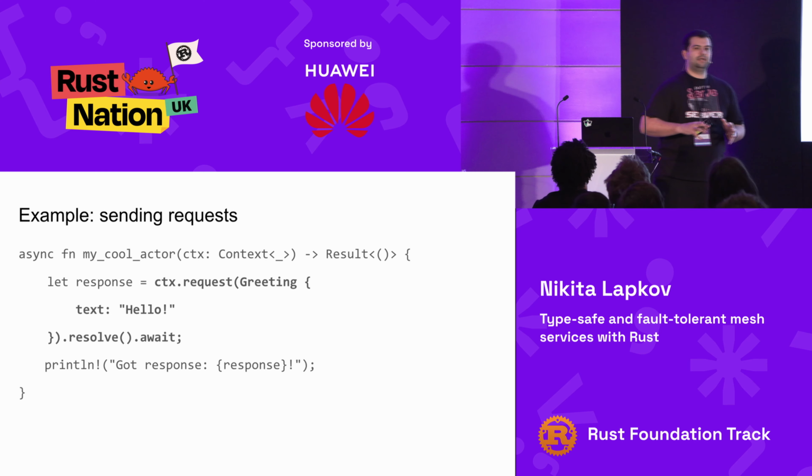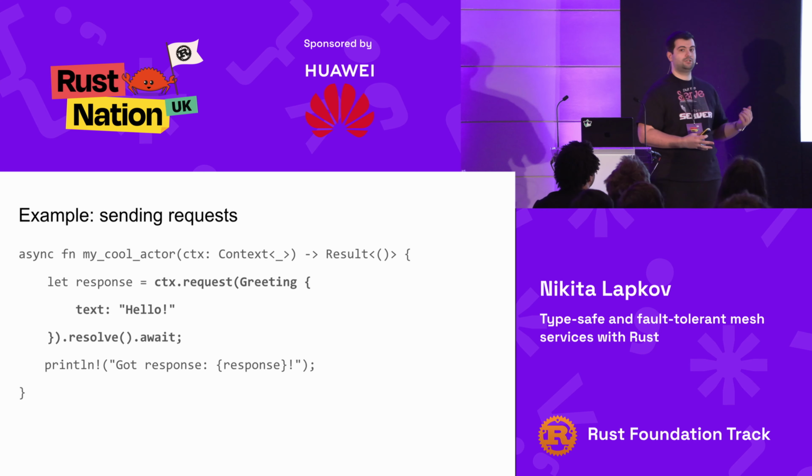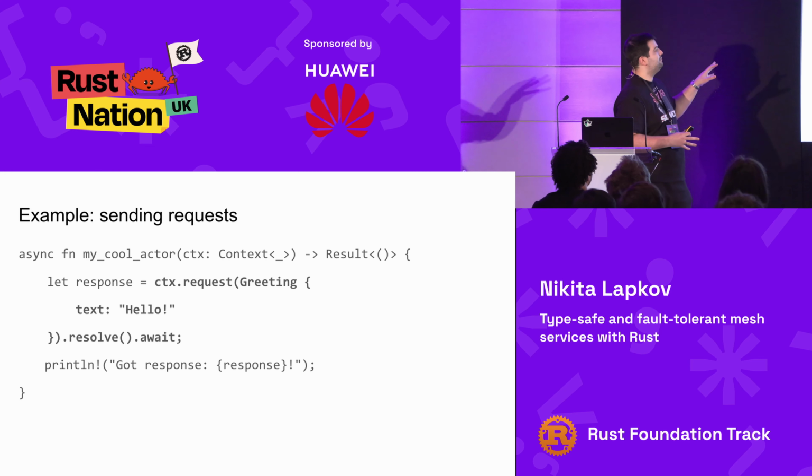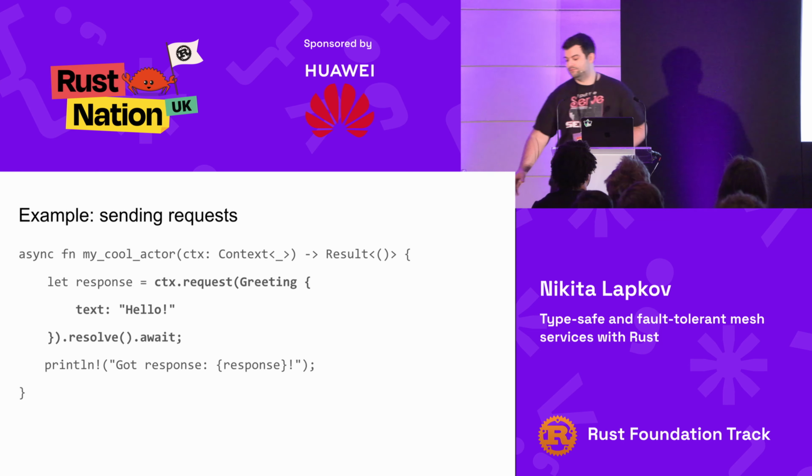Elfo also builds a couple of powerful abstractions on top of messages, such as requests. So the whole code in the previous slide can be replaced with just a single context.request, where you send the message to some actor and you get a response also in the form of a message.